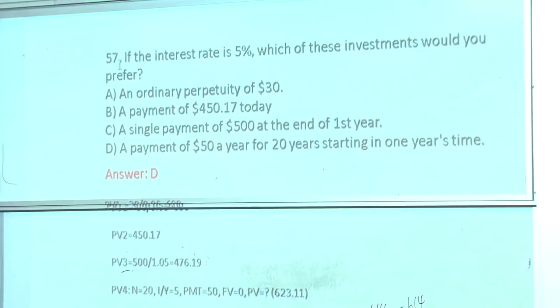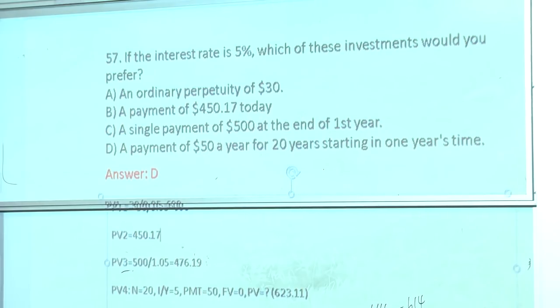If the interest rate is 5%, which of these investments would you prefer? You would prefer the one that gives you the highest present value. These are different cash flows. Ordinary perpetuity, $30 per year, so present value 30 divided by 5%, right? 600. A payment of that today, so that's the same number, right? Same present value, same amount.